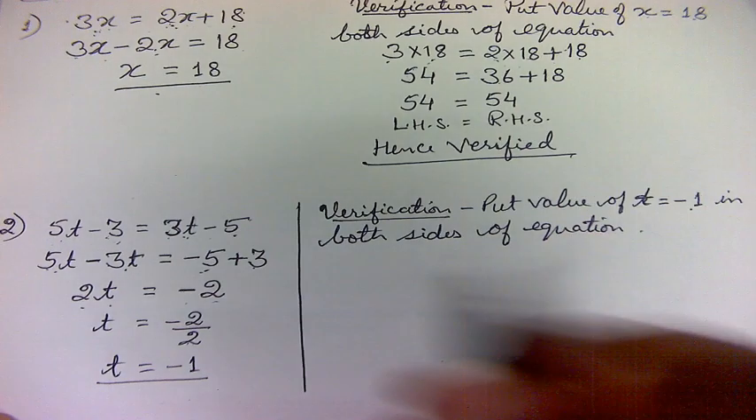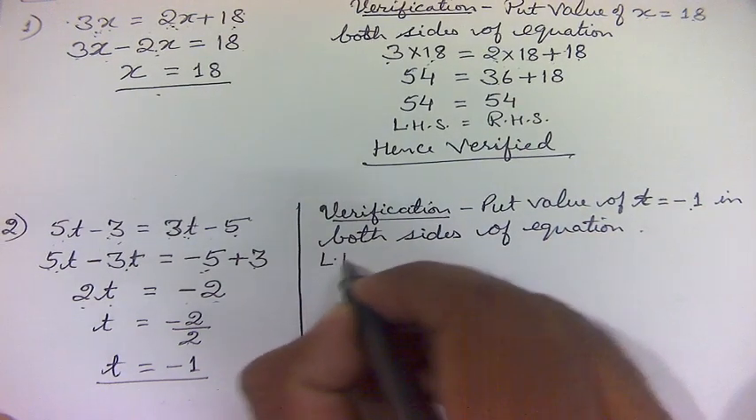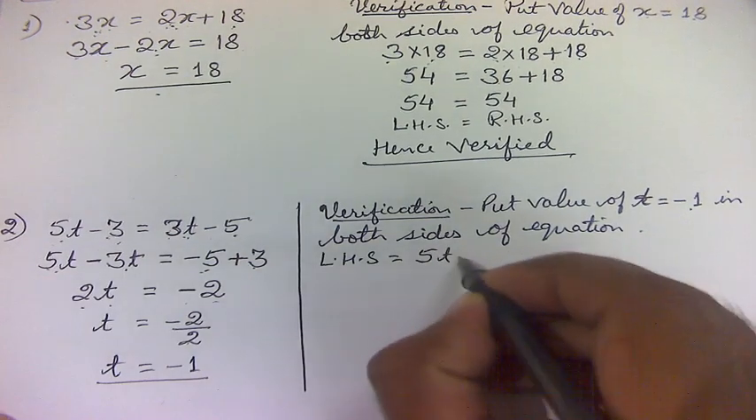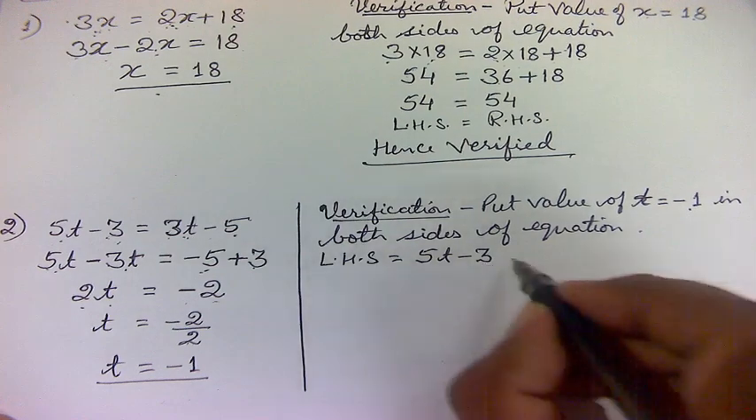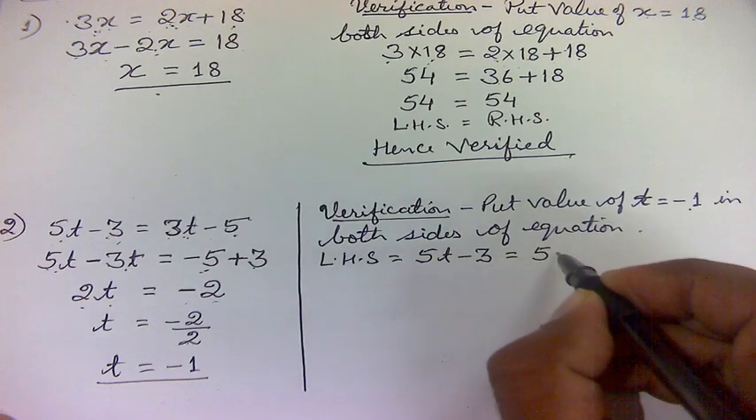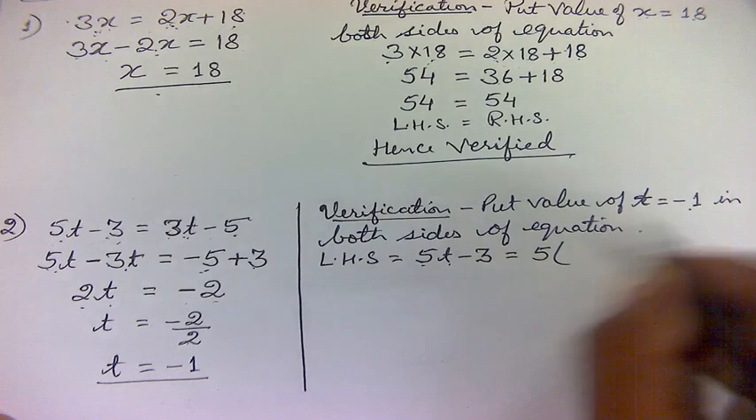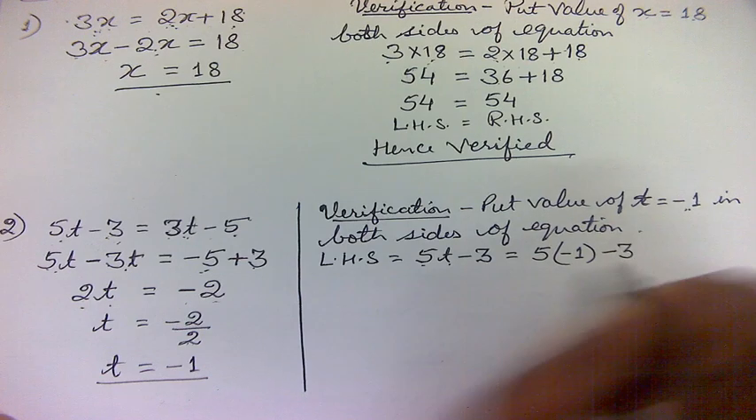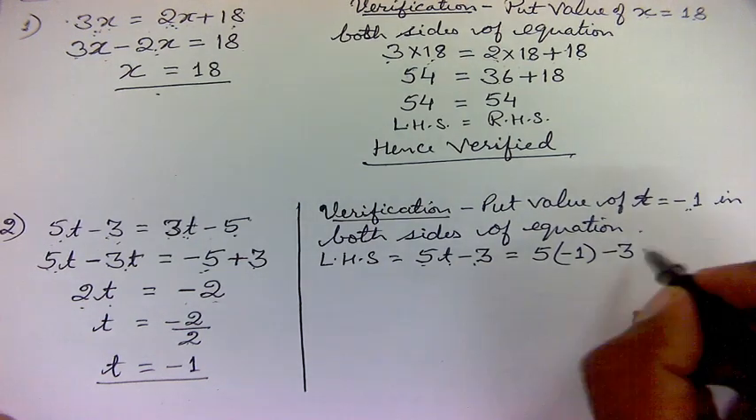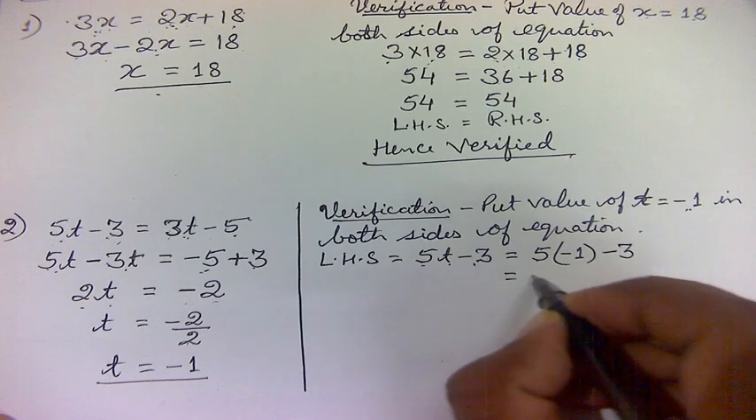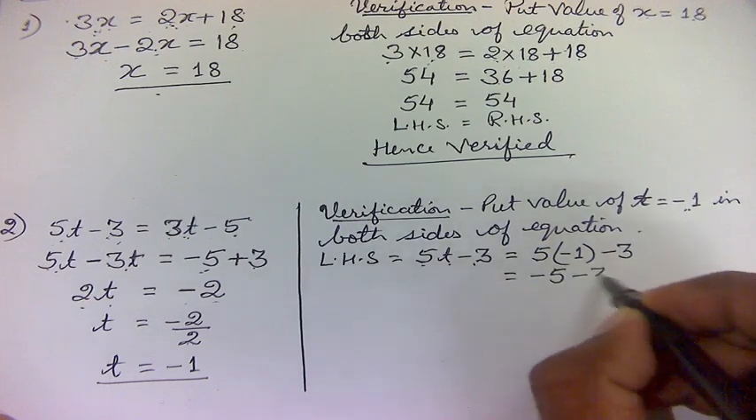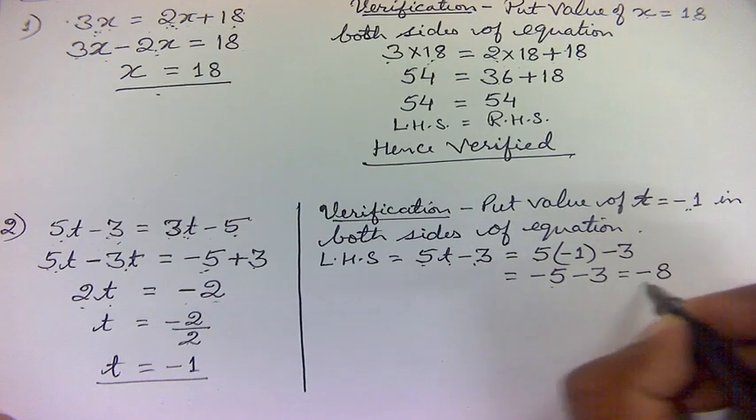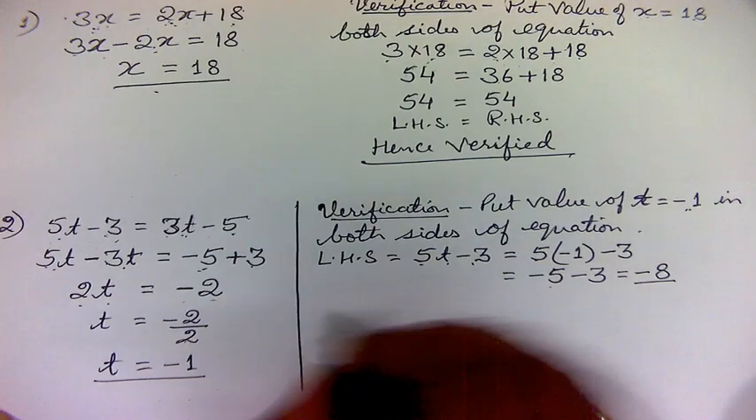Instead of this, you can even take it one by one. First let us take the left hand side. The left hand side is 5t minus 3, and in this left hand side now substitute the value. 5 multiply t, what is t? T is minus 1. So 5 multiply minus 1 and minus 3. So what is 5 multiply minus 1? It is minus 5 and minus 3. Now what is minus 5 minus 3? It is minus 8.